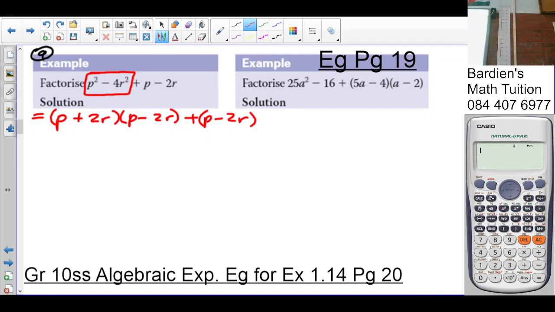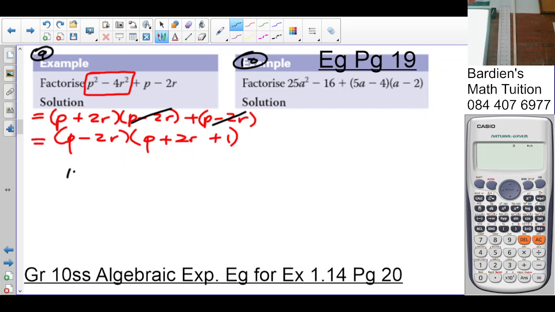Okay. If I put a bracket around those last 2 terms, I don't change the value of anything. At this point, as you can see, we have p minus 2r as a common factor in the 2 terms. So we're going to take out p minus 2r as the common factor. If I take this out, I'm left with p plus 2r. If I take the bracket out there, whenever we take out the whole bracket as a common factor, we're left with 1.